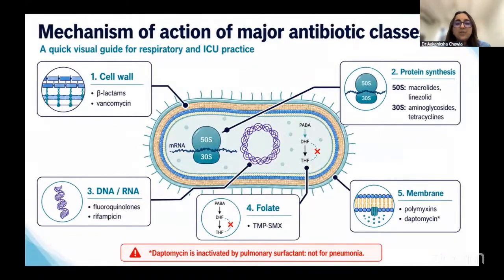So once you've heard all the names of these antibiotics, we understand that they work through a basic mechanism of action. There is cell wall inhibition by beta-lactams and vancomycin, protein synthesis inhibition when they act on the 50S ribosomal subunit, that is the macrolides and linezolid, and the 30S by aminoglycosides and tetracyclines. Then DNA and RNA inhibition by fluoroquinolones and rifampicin, and membrane disruption by polymyxins and daptomycin.